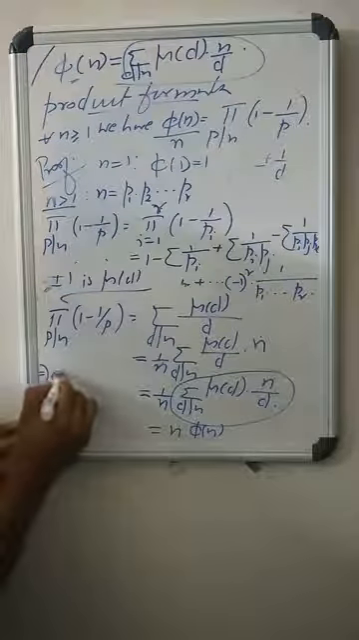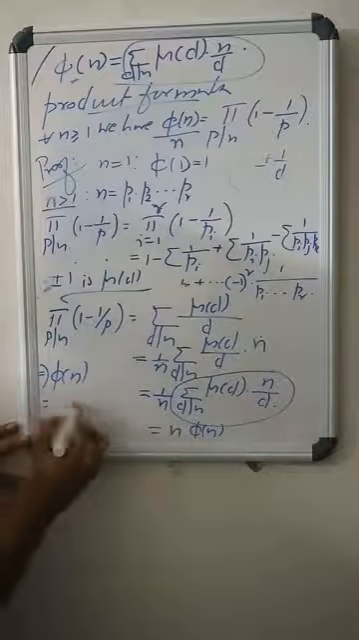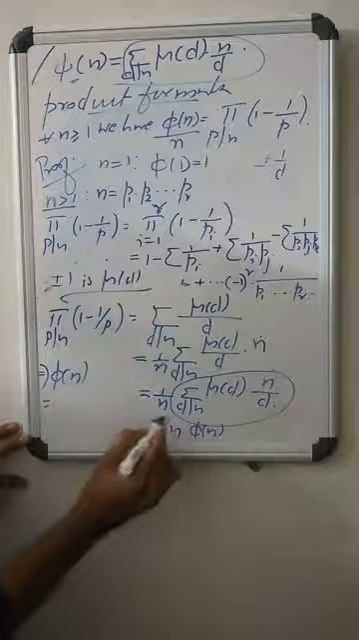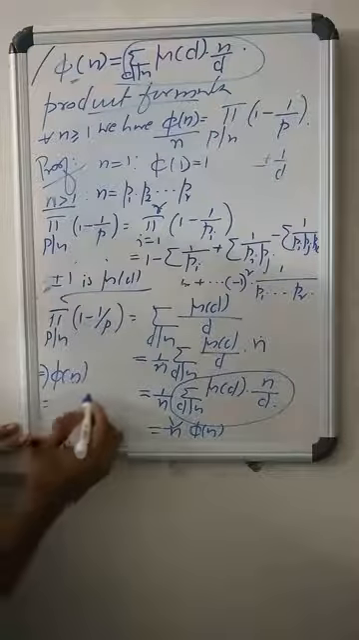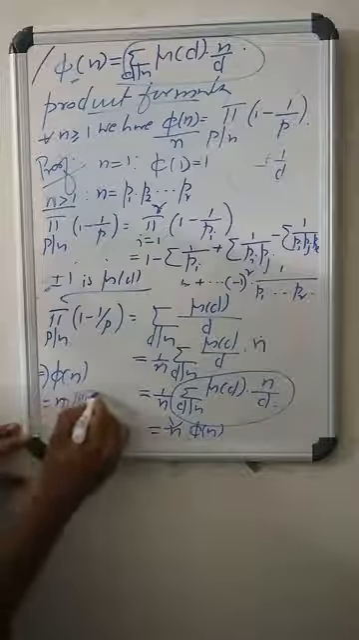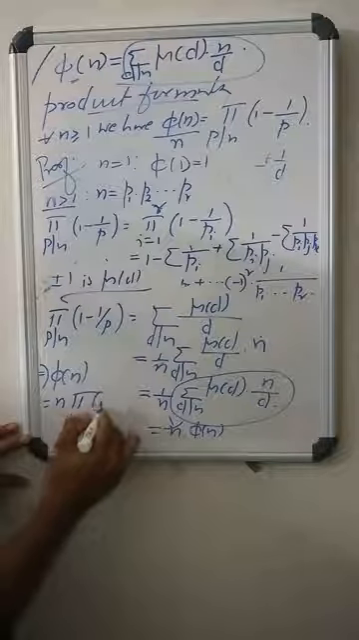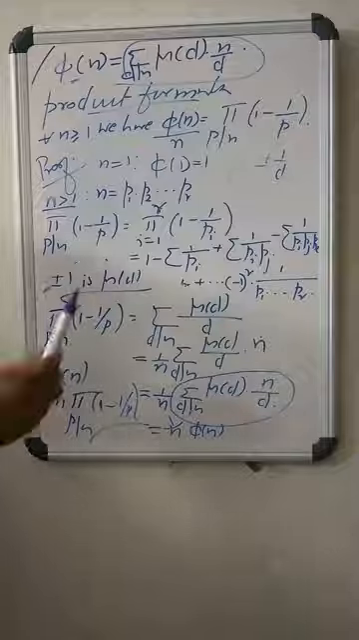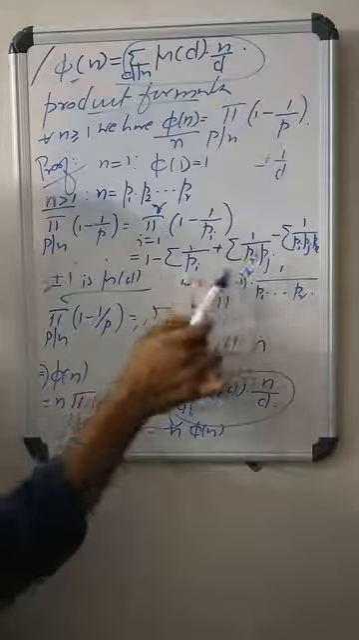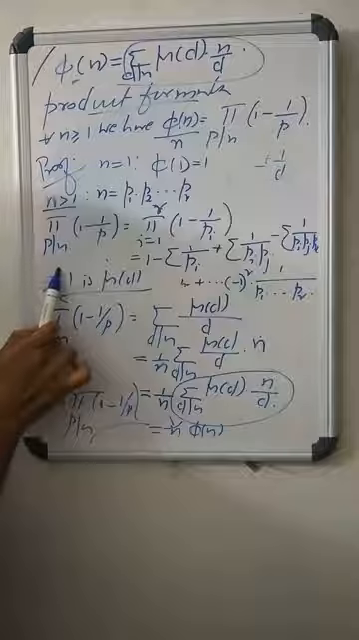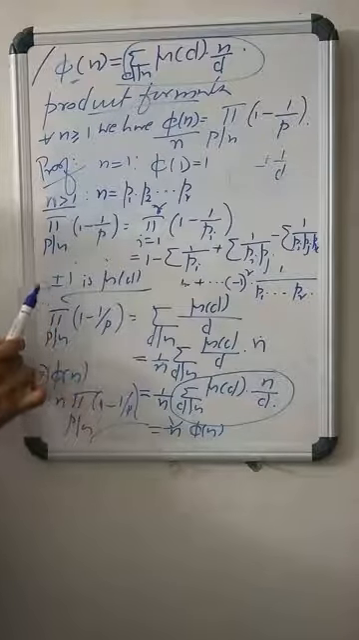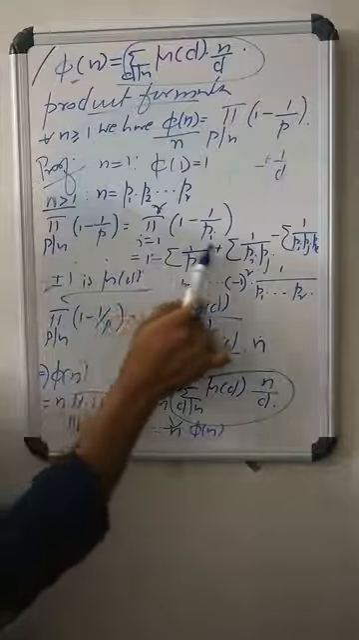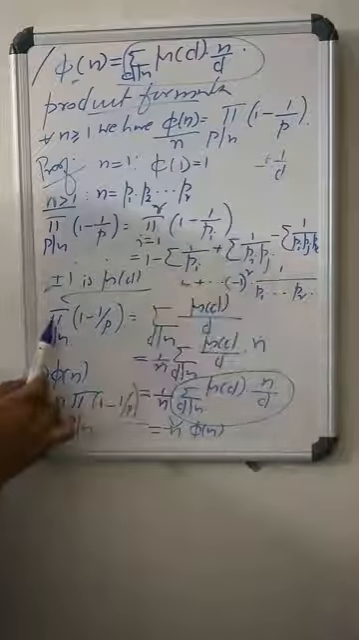That means, yes, 1 by n into phi of n. So phi of n equals n into the product over p dividing n of 1 minus 1 by p. Here each term on the right side is plus or minus 1 by d, where d is a divisor of n, either 1 or a product of distinct prime factors, and the numerator plus or minus 1 is always exactly mu of d.